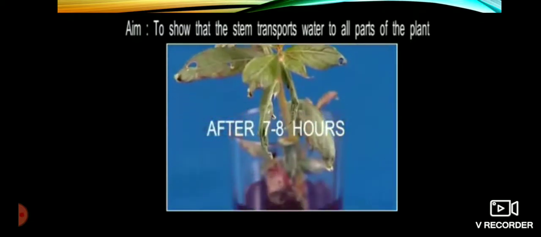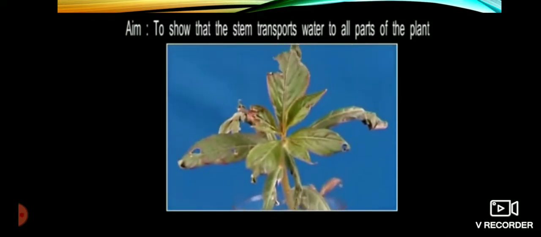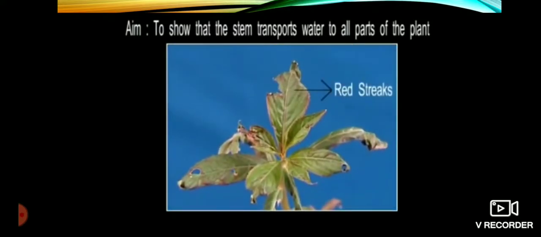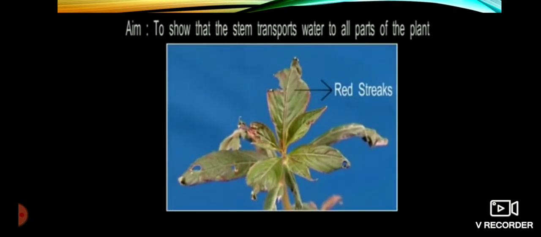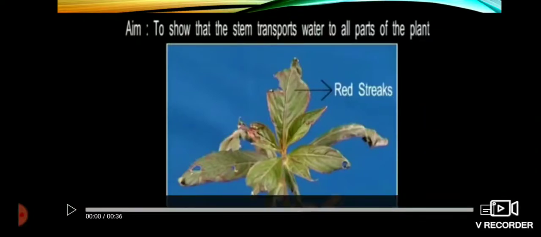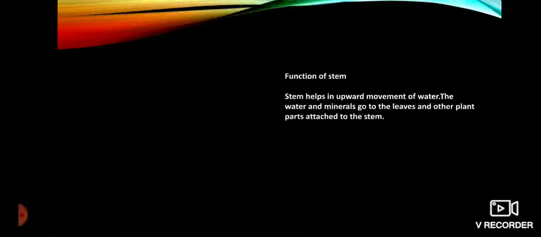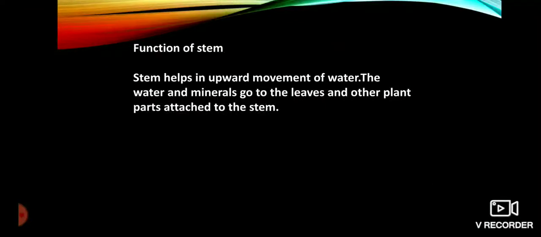Observe the setup. Does the color appear in the stem? You will find that the color rises in the stem, and if it is kept for a long period, the color appears in the veins of the leaves also. How do you think the color reached there? Yes, the stem helps in upward movement of water. From this activity, we were able to prove that stem helps in the movement of water to other parts of the plant. So, what is the function of stem? Stem helps in upward movement of water.